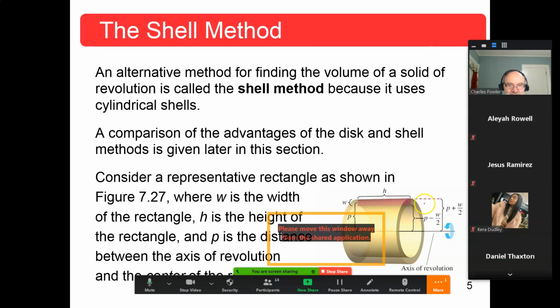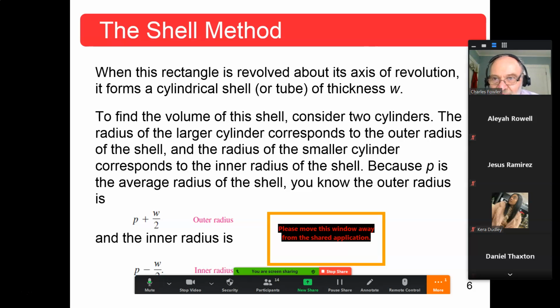Okay? I can't get the thing to advance until I touch the screen.